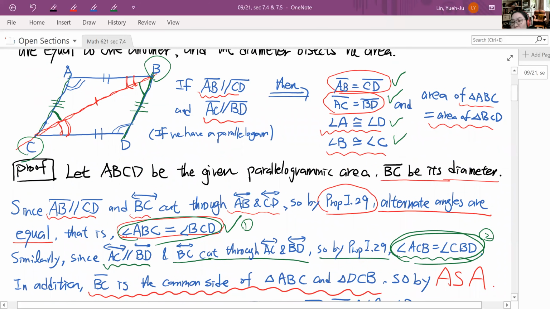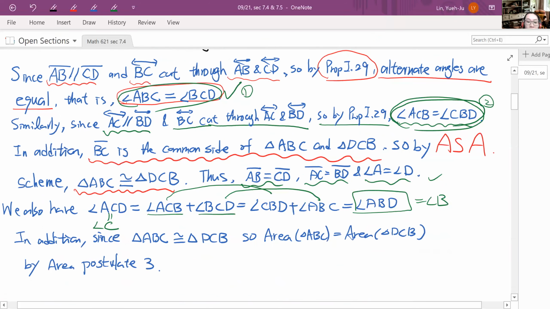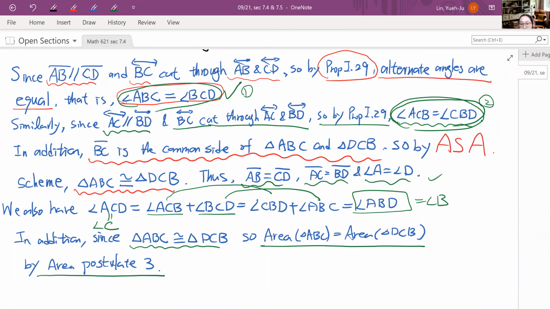Regarding the area, technically we already have that. Why? Because we already proved that these two triangles are congruent. Since these two triangles are congruent, their areas should be equal. This is essentially given by area postulate 3 that we already have. Technically we already had that, but since it's the last statement, I want to leave it at the end. So you can see that this proof is not too bad at all.